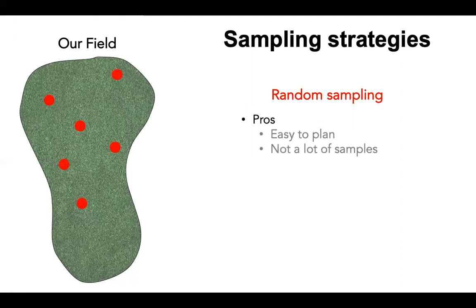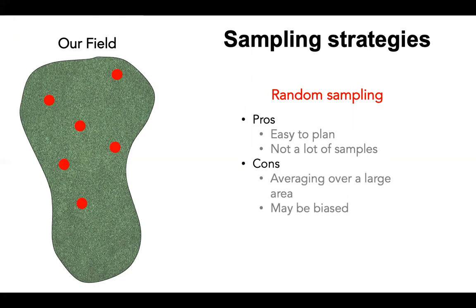Now, there are some definite advantages to going out and taking a sample like that. So for example, it's super easy to plan. We just go out and go for a walk, and just say, how about here? How about here? And then we also see that there's not that many samples to take. There's about 6 here in the whole field, right? So these are some pretty clear advantages.